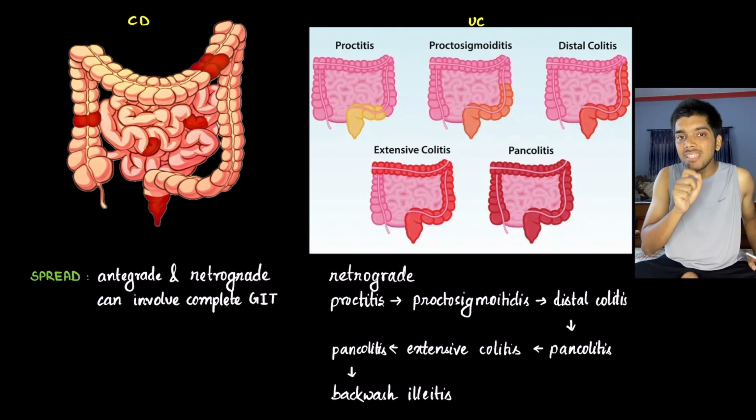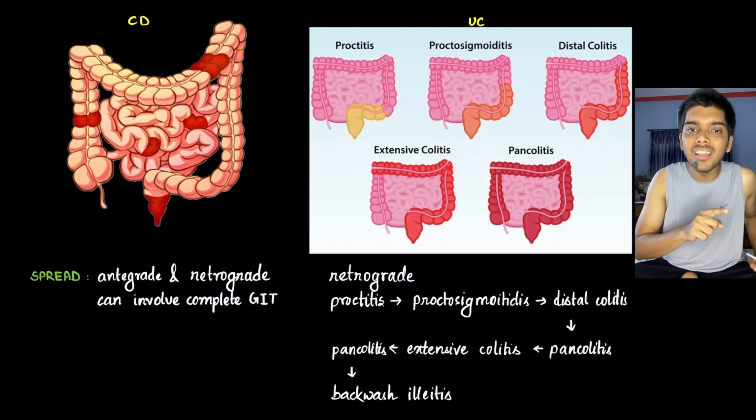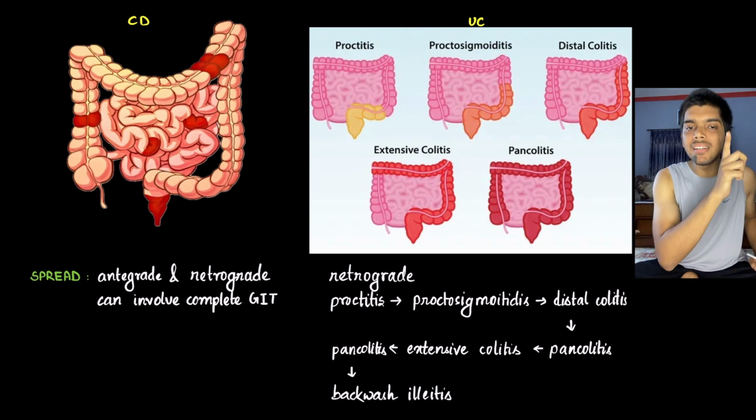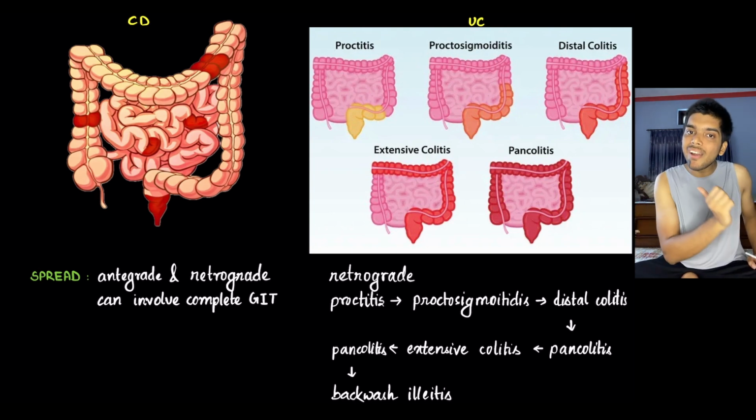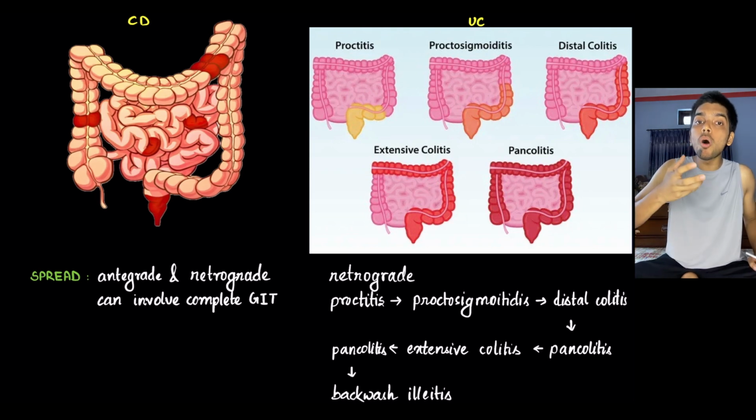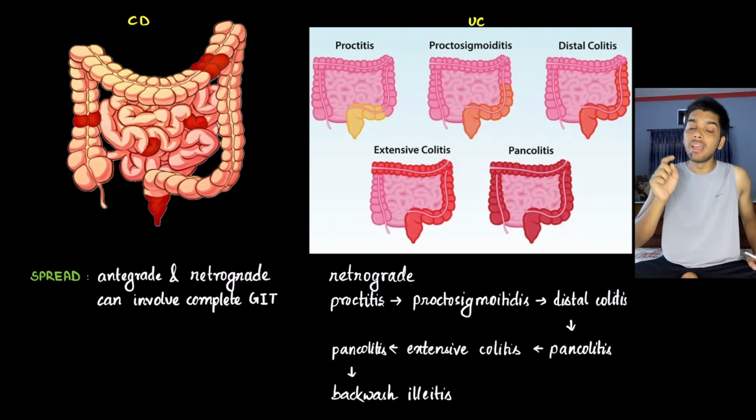Okay, in Crohn's disease, let's say it begins at the ileocecal junction, then it spreads both forward in antegrade fashion and involves the large intestine, and backward in retrograde fashion and involves the small intestine. It may even involve the stomach, esophagus, and the complete gastrointestinal tract by going backward. In ulcerative colitis, it begins at the rectum and it can only go backward. It goes backward continuously without skipping a site.